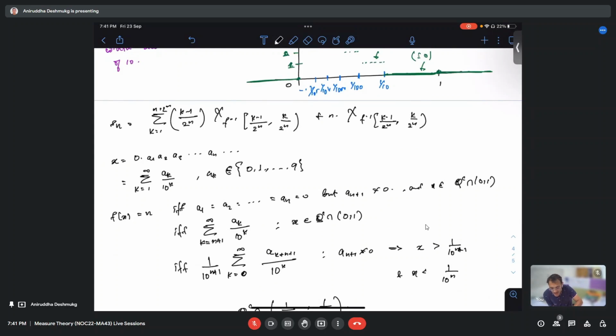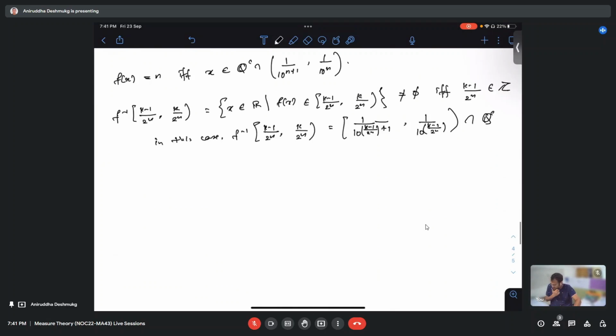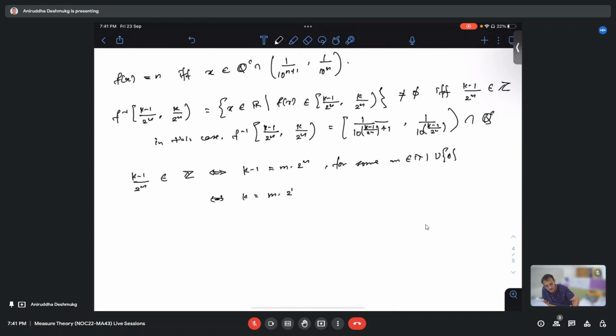The integral of Sn, and this sum survives only for those k for which (k minus 1) by 2 to the power n is an integer. Or what I can say, this is same as saying k minus 1 is m times 2 to the power n for some m. But notice that this is a non-negative thing, so m must be inside N union 0. Or what is the same, k is m into 2 to the power n plus 1 for some m in N union 0.